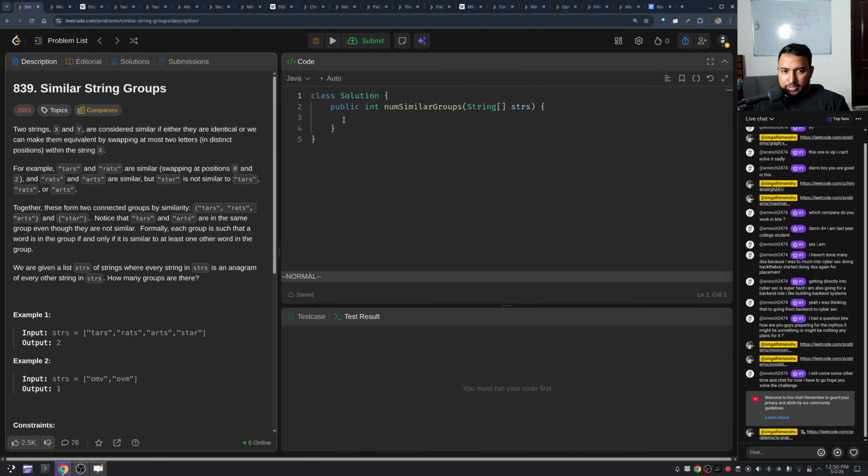Right. So next question is similar strings group. Two strings x and y are considered similar if either they are identical or we can make them equivalent by swapping at most two letters in distinct positions within the string.